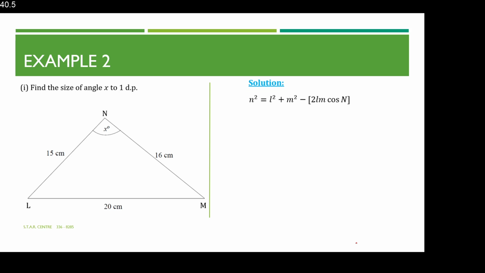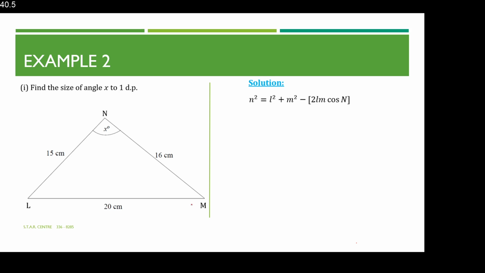So our solution, from our diagram, we see that we have angle N, X is angle N, and the side opposite that is 20. So since the angle that is involved would be n, then in our cosine rule, on the right hand side we have cos of n, which means on the left hand side we'll have n squared. So n squared is equal to L squared plus m squared minus 2 lm cos of n.